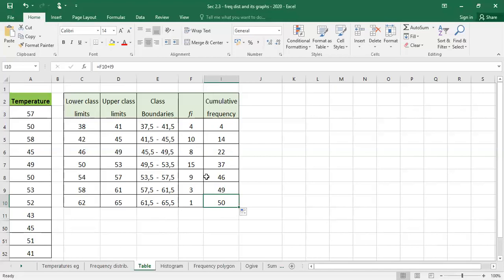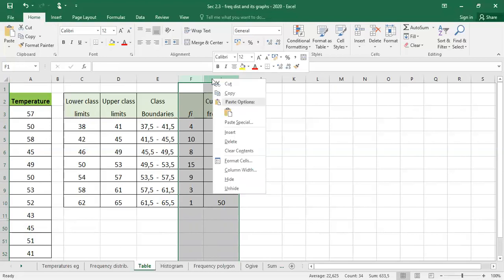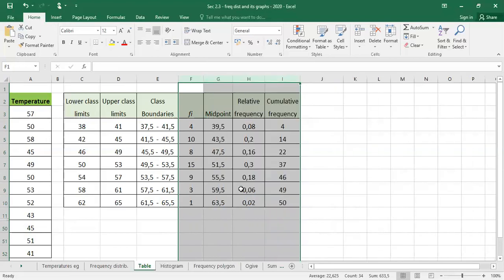Okay, so now that we have that, I'm going to unhide my 2 columns here. So I select F and I, which are the columns on the sides of the missing ones. Right-click and go to unhide. And I've got my columns back.